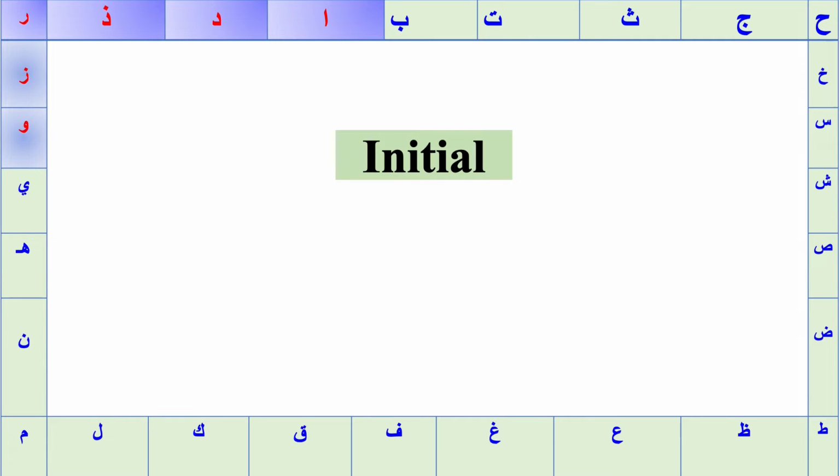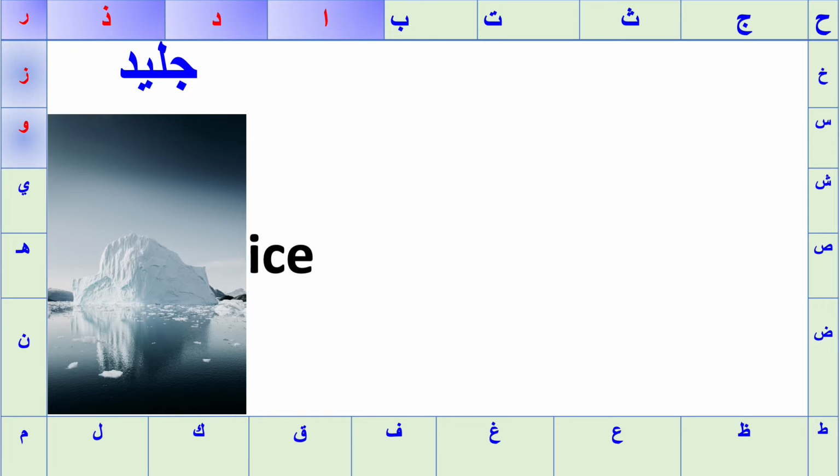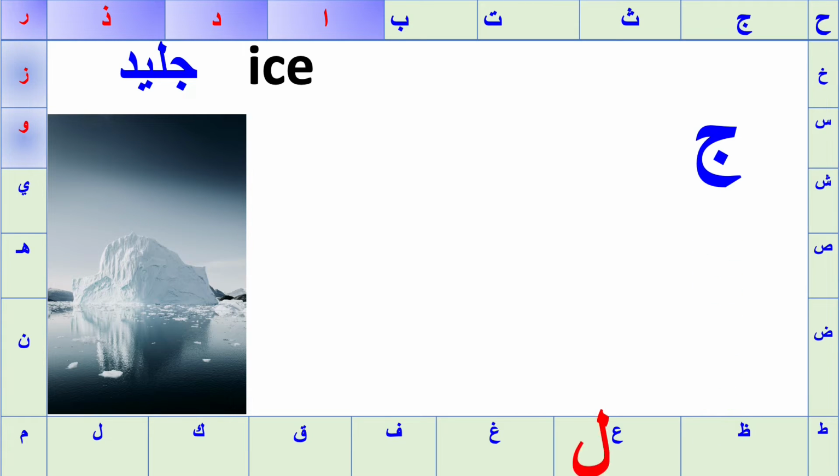Here is the initial shape of this letter, j. That is the initial position. Let's have some examples. We have the word jalid, which has the letter j at the beginning. That is what we mean by jalid, ice in English. The component letters of this word are jeem, lam, ya, dal, jalid.